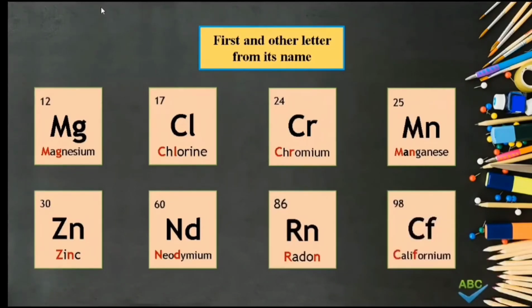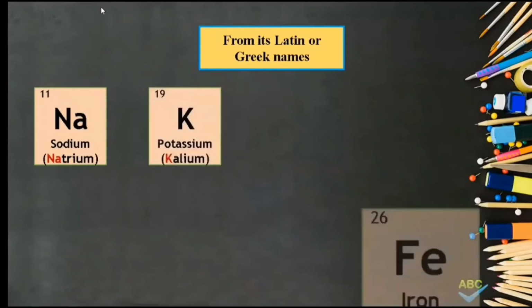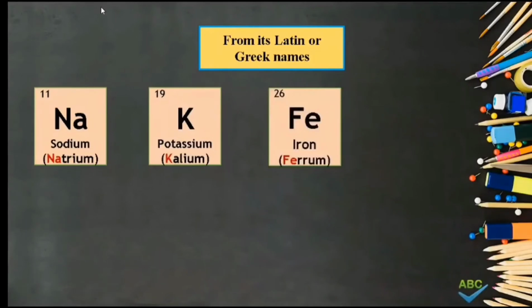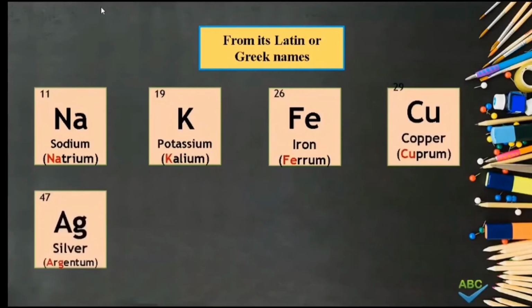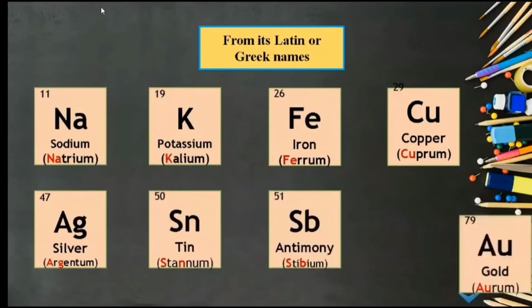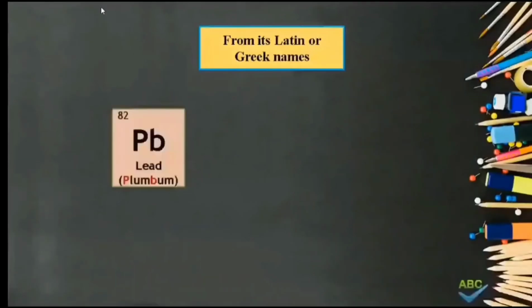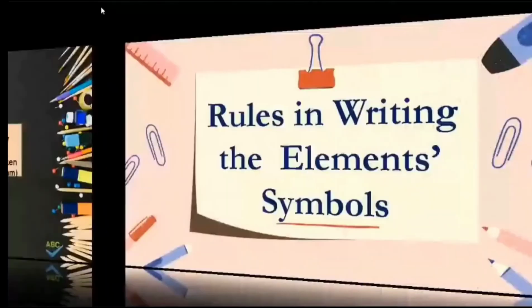Number 4, based on its Latin or Greek names. Examples are sodium, Na, from Latin word natrium; potassium, K, from kalium; iron, Fe, from ferrum; copper, Cu, from cuprum; silver, Ag, from argentum; tin, Sn, from stannum; antimony, Sb, from stibium; gold, Au, from aurum; lead, Pb, from plumbum; mercury, Hg, from hydrargyrum; and tungsten, W, from Wolfram.